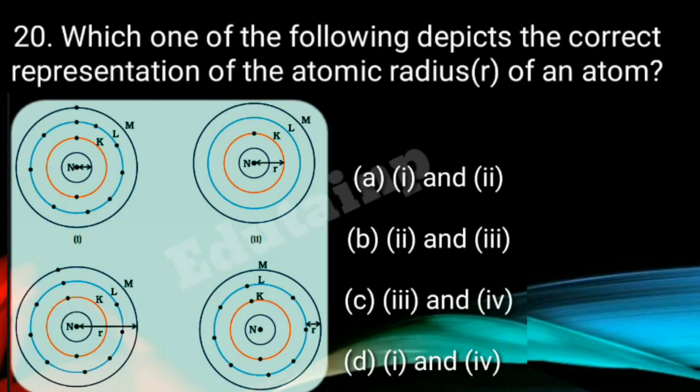Which one of the following depicts the correct representation of the atomic radius r of an atom? Option A: 1 and 2. Option B: 2 and 3. Option C: 3 and 4. Option D: 1 and 4.